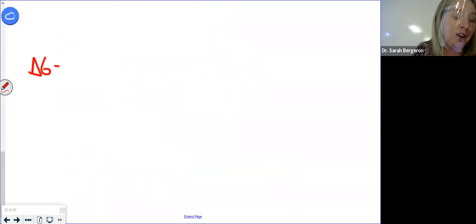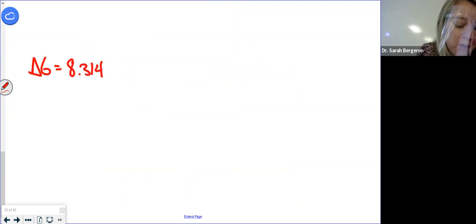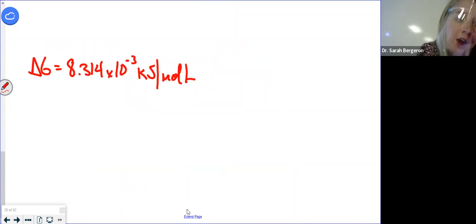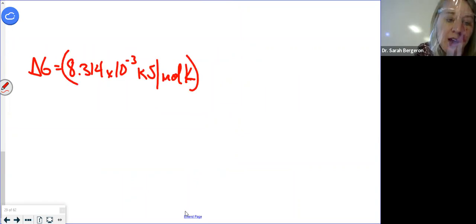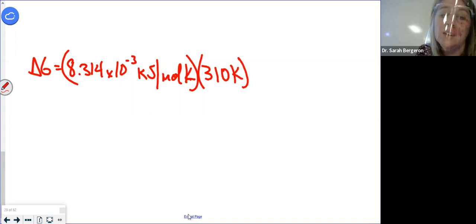Some of these values I have to give you, you don't know offhand. So delta G is equal to R. What R do we want to use? 8.314 times 10 to the minus 3. So what are my units? Kilojoules per mole K. Okay. Now what's my temperature? 37 degrees Celsius. This is body temp, so that translates to 310 Kelvin. If you're doing any chemistry within the body, you should just automatically think 310. That should just be there.